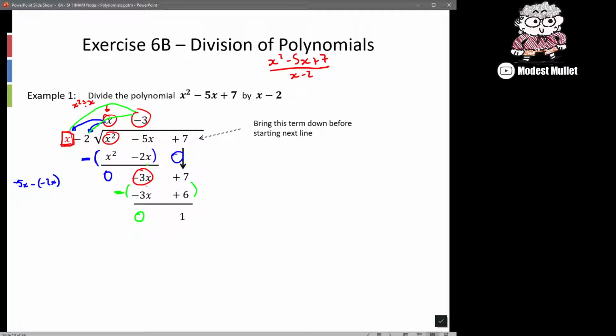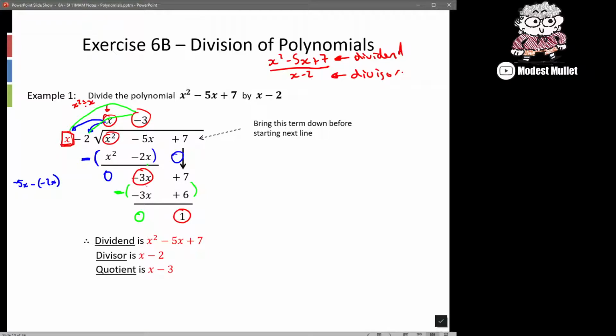Now you can try and do the process again. So that's our number. How many times can x go into 1? Well, it can't. We can't divide 1 by x, so that's it. We're stuck. So the technical names for everything here: what we're trying to divide is x squared minus 5x plus 7, which is the dividend, and what we're dividing by, x minus 2, is the divisor.